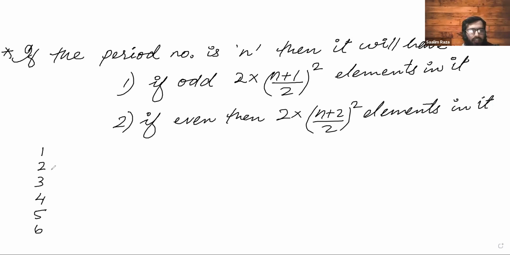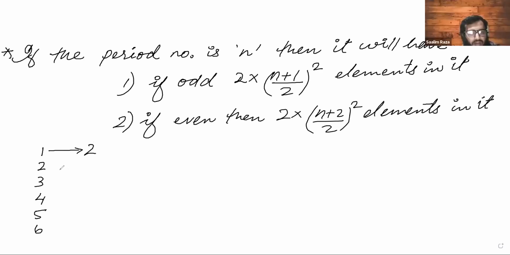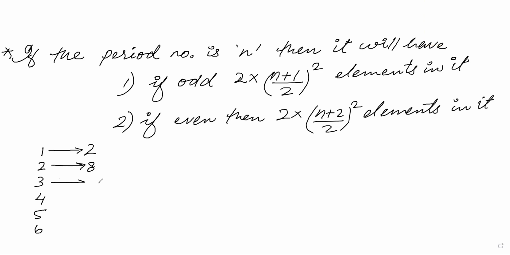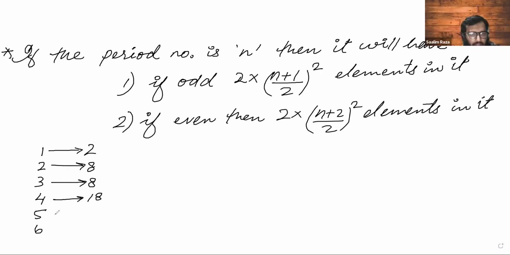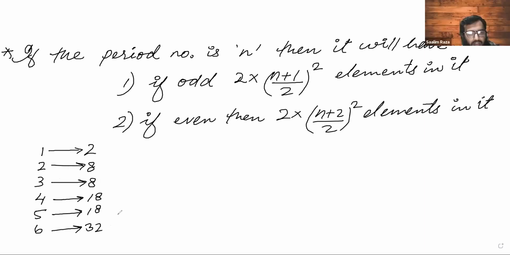These are the periods, and in the first period we wrote how many elements? How many elements are there in the first period? Sir, there are 2 elements. 2 elements. Then the next one is 8, then again 8. Then 18, again 18. Then 32. Okay, fine.